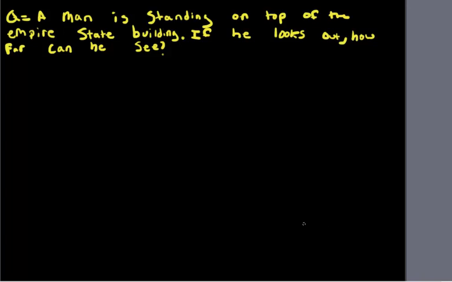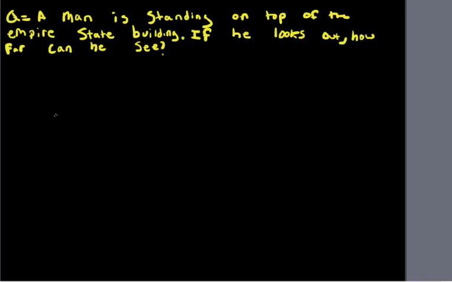Hey everybody, so in this video what we're going to do is use the Pythagorean Theorem in an application. Okay, so the question that we're being posed is: a man is standing on top of the Empire State Building. If he looks out, how far can he see?